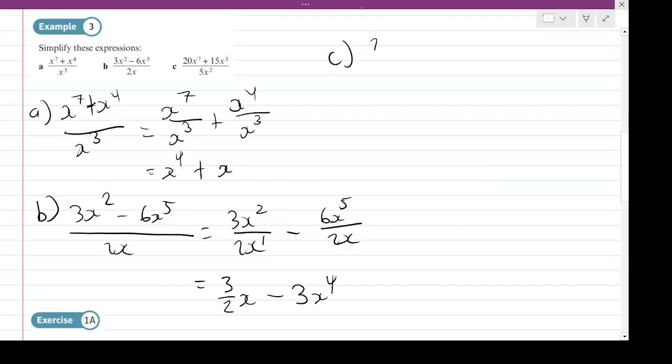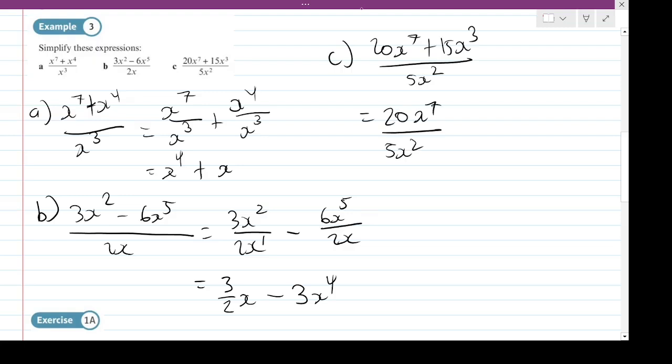Part C, 20x to the 7, add 15x cubed over 5x squared. Again, we can split this fraction up. So 20x to the 7 over 5x squared. And then separately, 15x cubed over 5x squared. Again, now with the physical numbers, we could work with that first. So 20 divided by 5 is going to be 4. Cool. And then x to the 7 divided by x squared. Well, 7 minus 2 will be x to the 5.